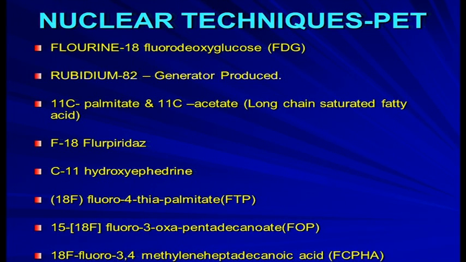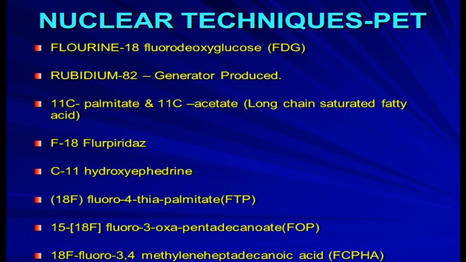So what are the different PET imaging agents? The most commonly used is fluorine-18 fluorodeoxyglucose, FDG, which is available from an in-house cyclotron or a regional cyclotron. But there is an agent, rubidium-82, which is generator produced. The generator can be supplied. You can take out rubidium-82 and do PET myocardial perfusion imaging.